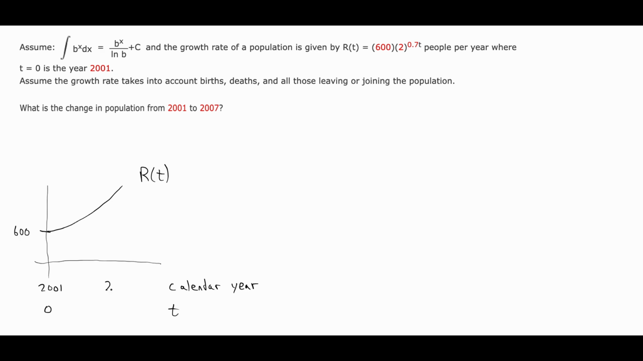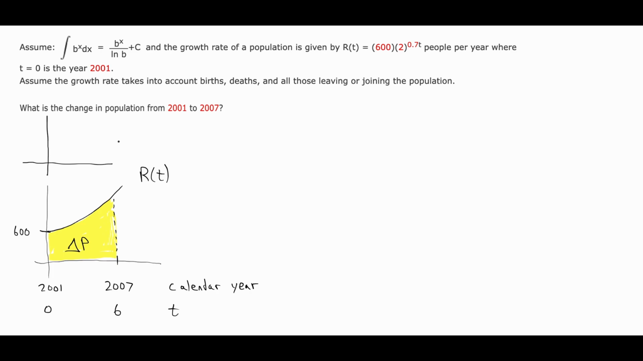And then they want us to go all the way to 2007, which is actually 6 years after 2001, so t is 6 for that. If we were to calculate all the area under the curve, that would represent the total change in the population. It could be called delta P.